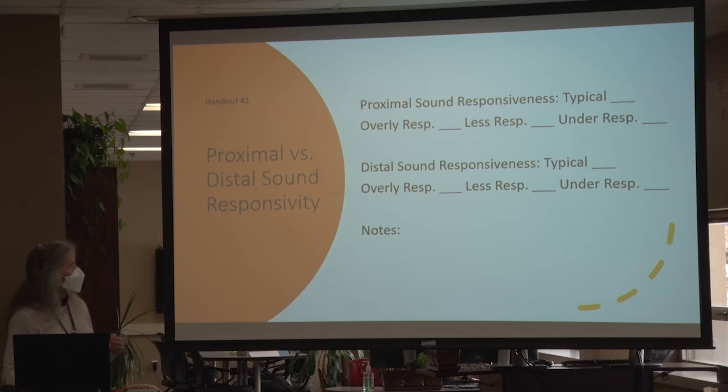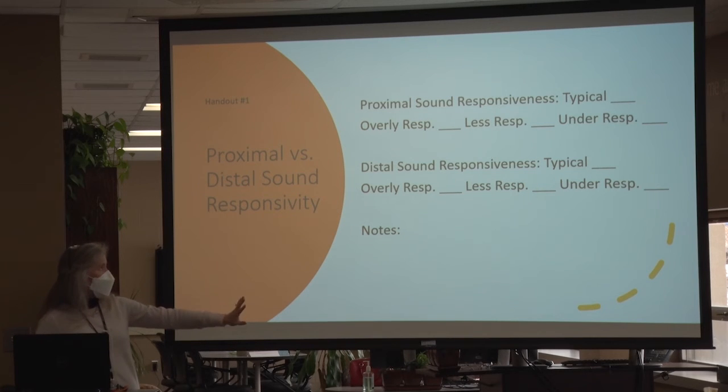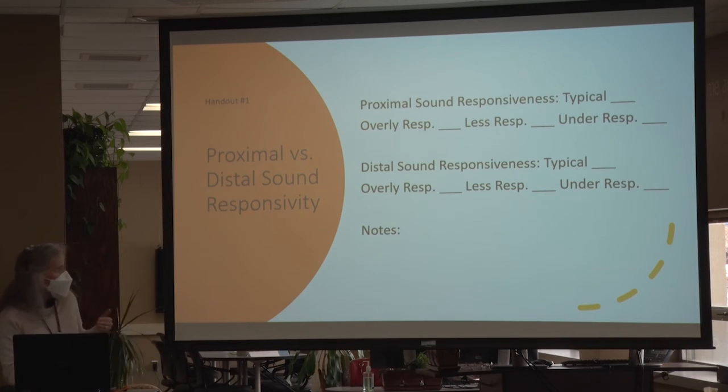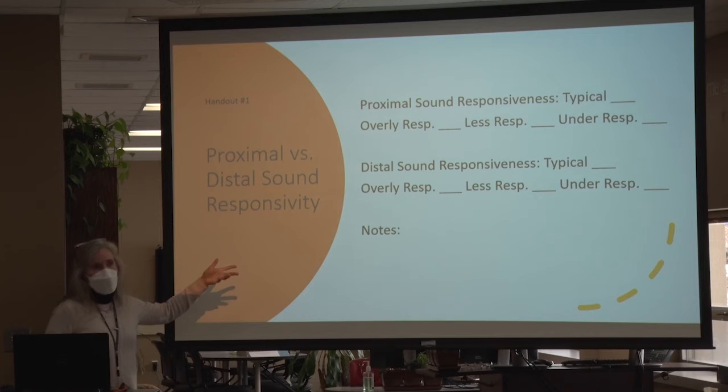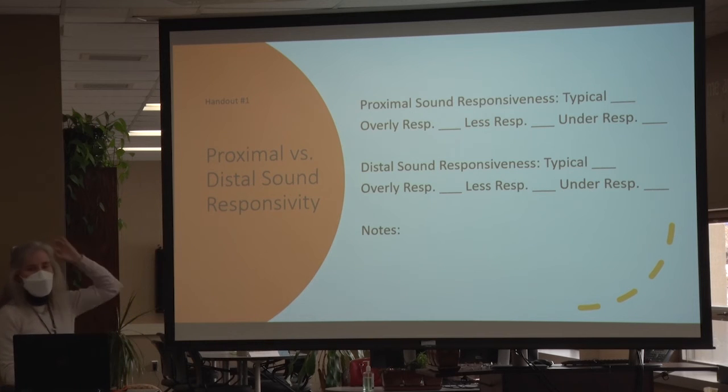All right, so proximal distal. What does that mean? Do I have somebody who's under-responsive, less responsive, overly responsive? I want to know that information. If they're close, same thing. Are they under, over? What does that look like? Now, does every person with autism have all of these? No, they don't. But these are things that I want to ask and find out.